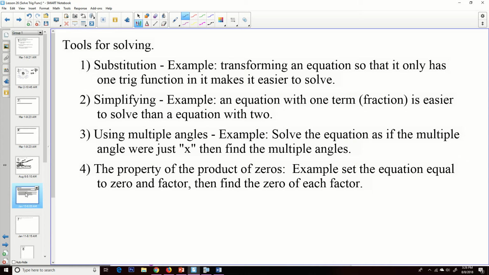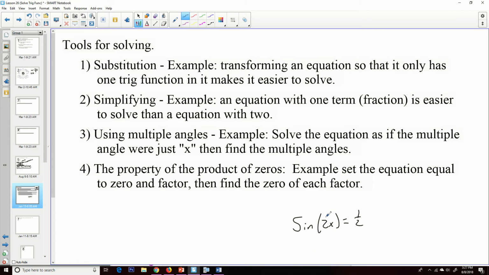Simplifying example, if you have an equation with one term or a fraction, it is much easier to solve than an equation with two. So if you can simplify a sum of fractions into a single fraction, that's a good way to do it. Multiple angles, and we've done one of these in a previous lesson, but I think I have an example of that here, where you solve the equation as if it were just x and then find the multiple angles. And so when I talk about a multiple angle, I'll say like sine of 2x equals a half instead of just sine x. So this is a multiple angle.